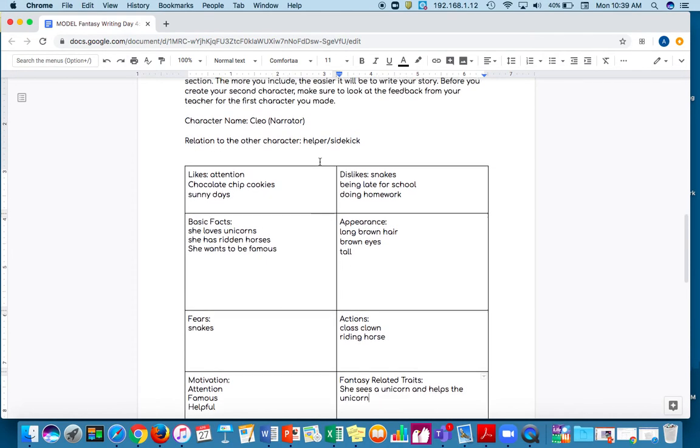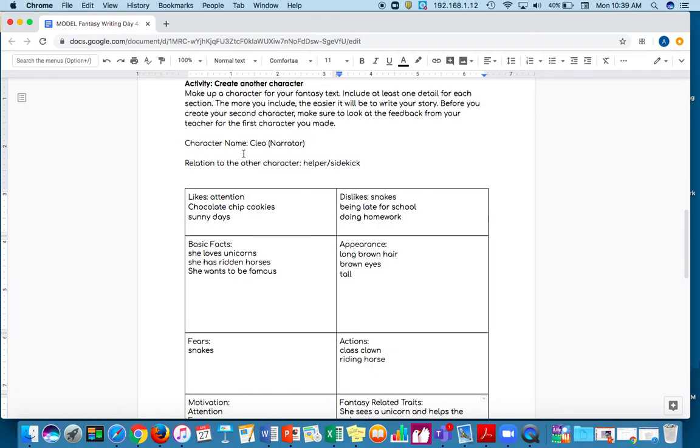Your job today is to create a second character for your story that somehow relates to your first character. Maybe your first character was a sidekick and this is the main person. Maybe your first character was a villain and this is someone that's going to go against the villain. Maybe they're friends. Maybe they're against each other. It's up to you. Think about how this person, this second character, can relate to your first character in the story.